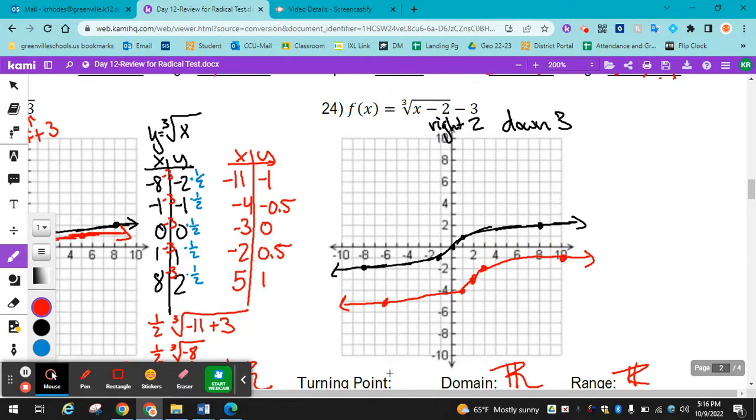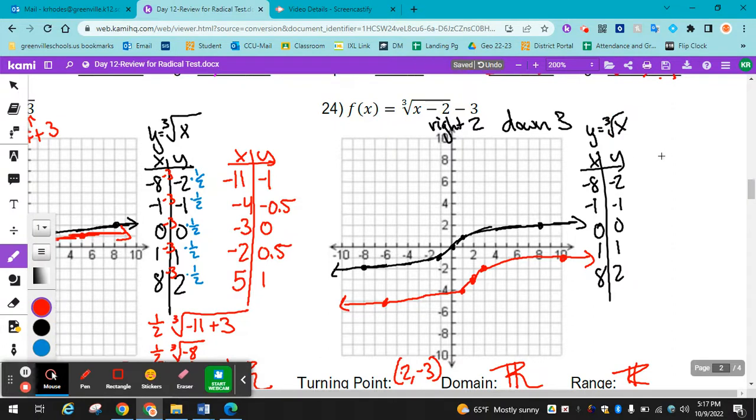Turning point (2, -3). Positive 2, -3. If you wanted to see your table, okay. -8, -1, 0, 1, and 8. 2, 1, 0, -1, -2. That's the original.